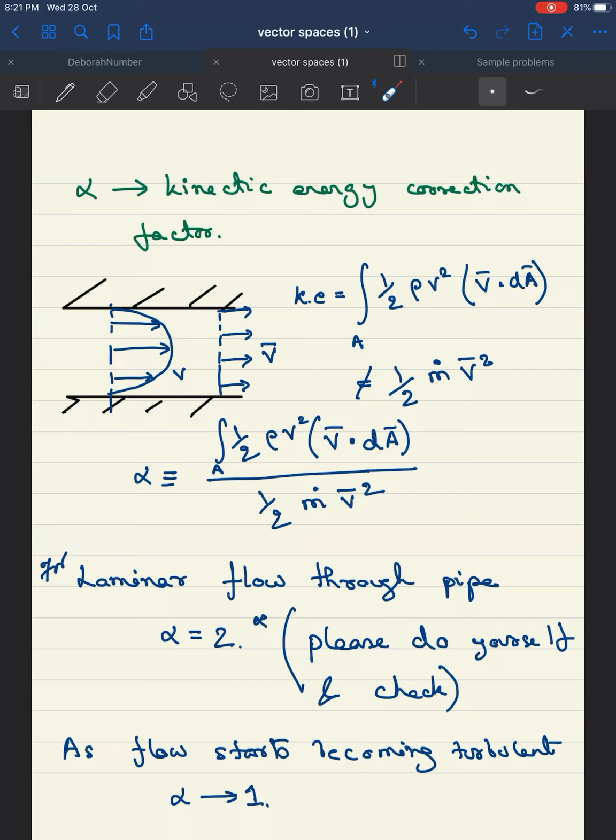Later on in the course, you'll see what increasing Reynolds number does to this. Well, we have not even encountered Reynolds number properly yet. So later on you will see that as the flow goes from laminar to turbulent, this profile changes. And when it changes, it becomes closer to 1.